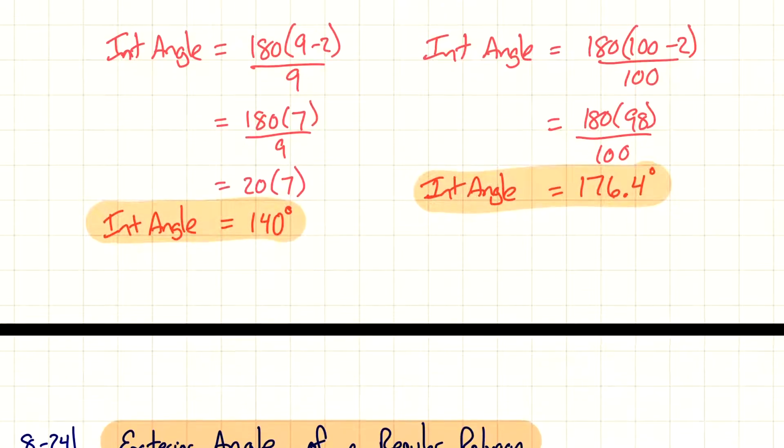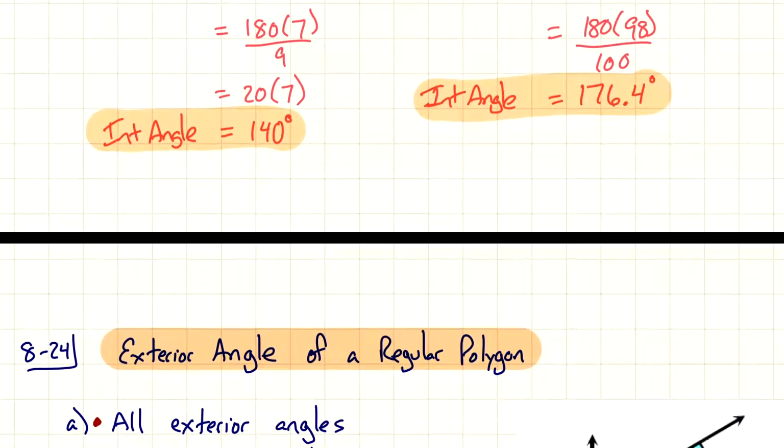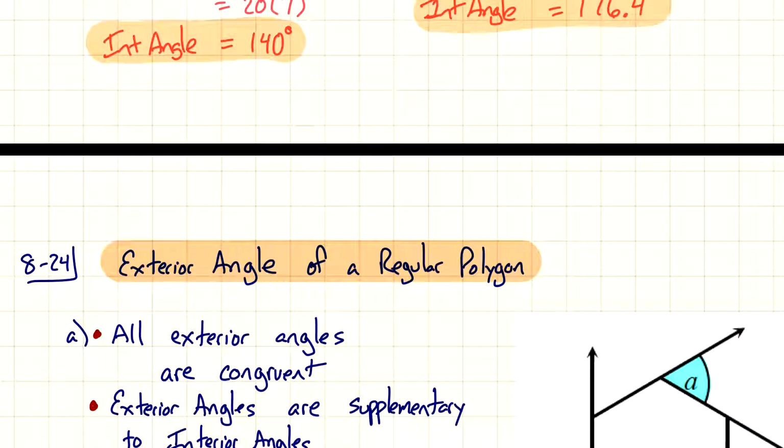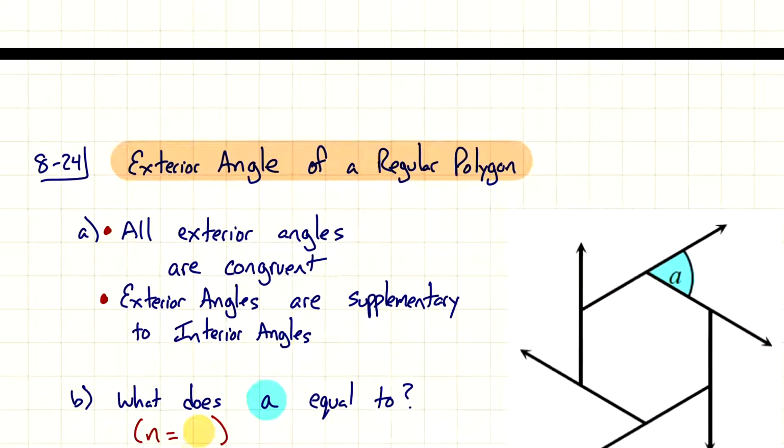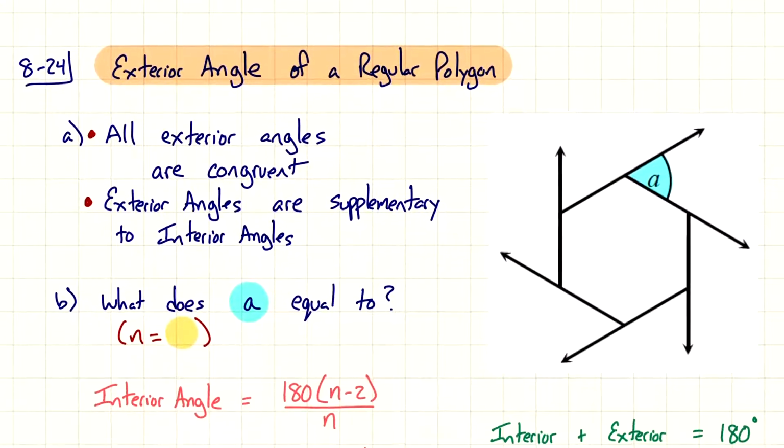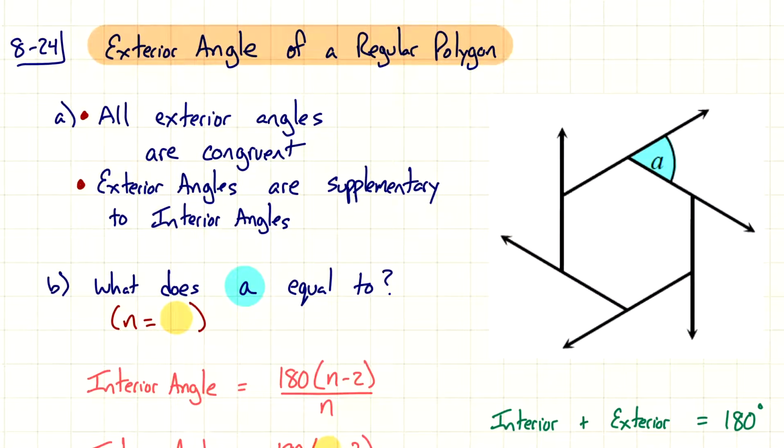All right, in addition to that, we have an exterior angle to go along with our interior angle. And as you could imagine, exterior means it's on the outside. So I've already started this for us. So here we have a regular hexagon that's given to us. I didn't write it down, but yes, this is a regular hexagon.